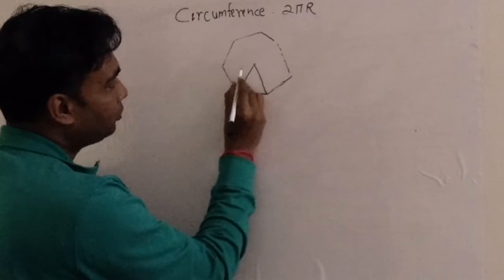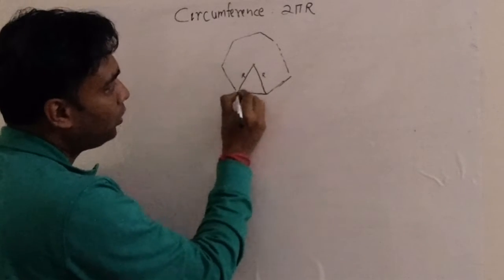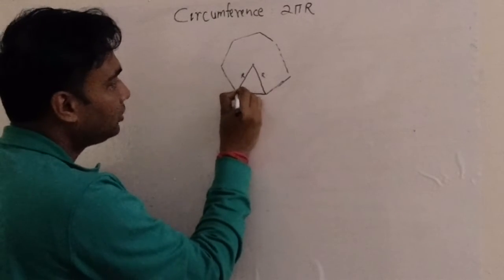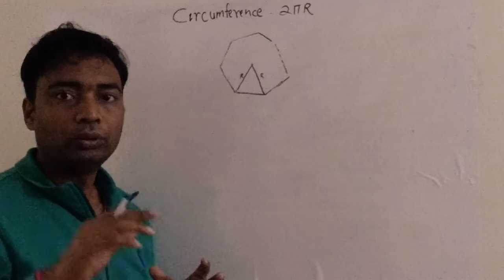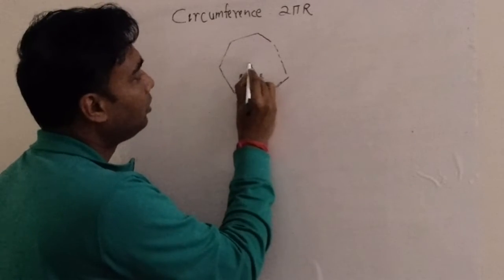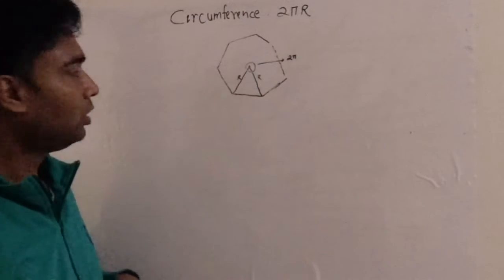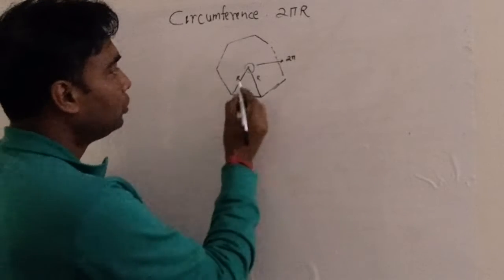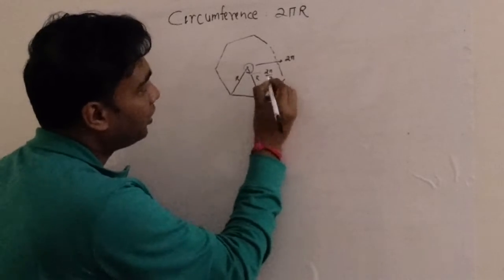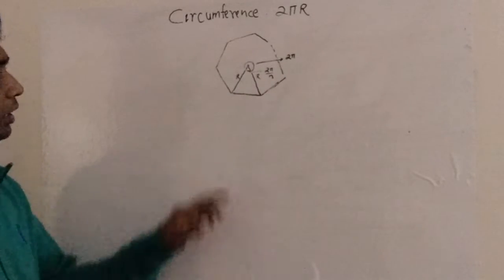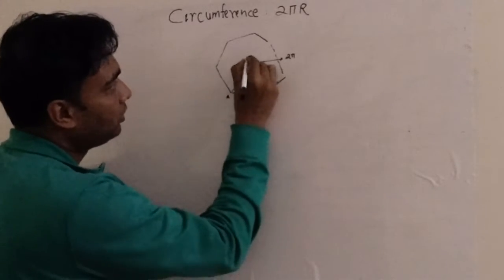Now, since it is a regular polygon, these two lines will be equal. And since it is a polygon of n sides, at its center the full angle is 2 pi. Since it has n sides and it is a regular polygon, this angle will be 2 pi over n. This will be the angle of this triangle. Let me name this triangle A, B, and C.